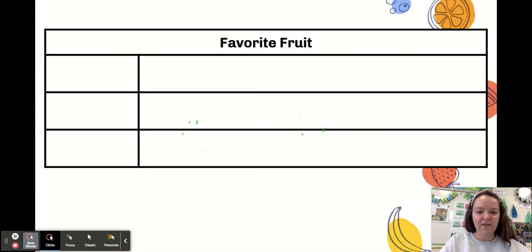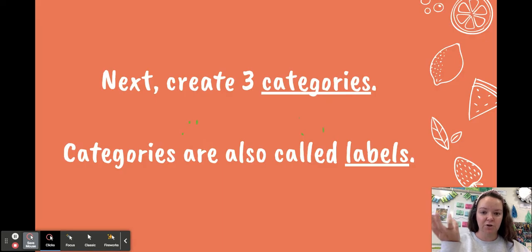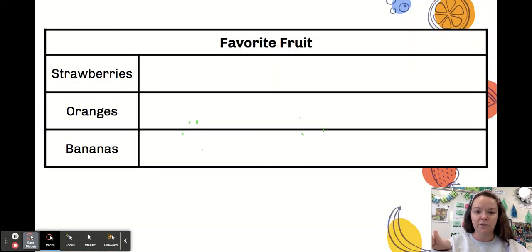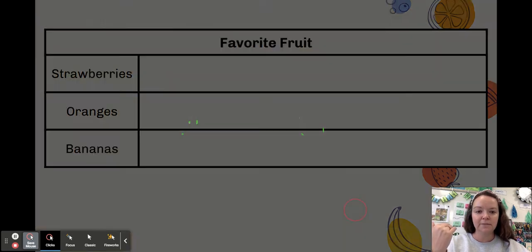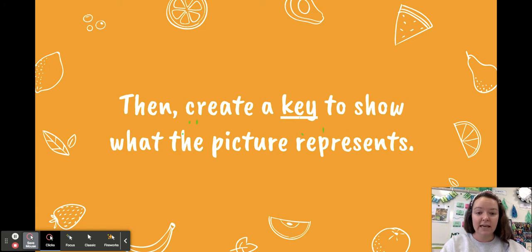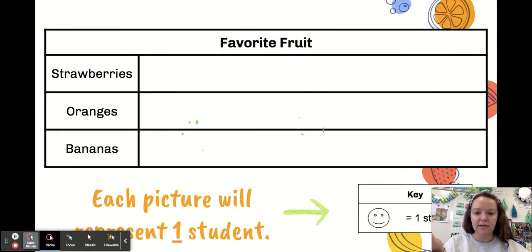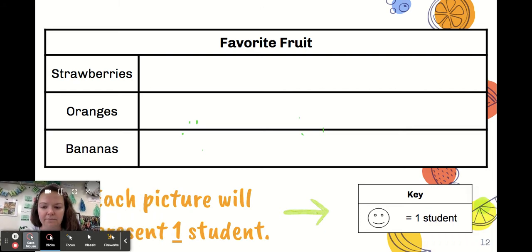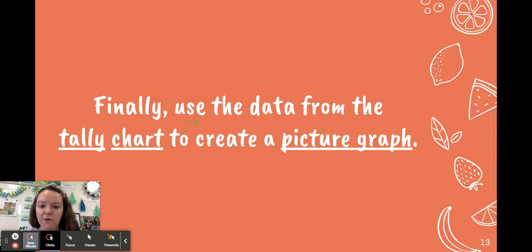Okay, so favorite fruit. We're going to make a favorite fruit picture graph. We got 3 categories and we need to give them labels. So the title is favorite fruit. We have our 3 categories: strawberries, oranges, and bananas. Now we're going to create a key to show what the pictures represent. Each picture will represent one student. That's what this key right here is. This key says that each smiley face will be one student. So now we know. Now we're going to use the data from our tally chart to create our picture graph.